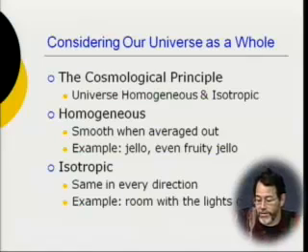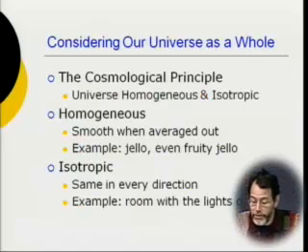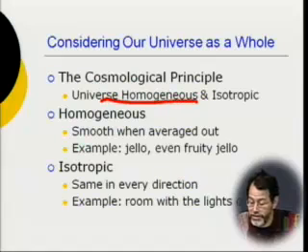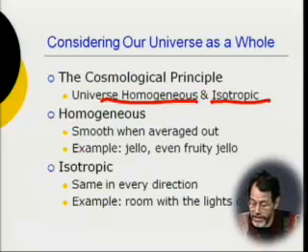So when we talk about the universe as a whole, basically what our equations can tell us, the general relativistic equations, usually deal with a universe which is completely homogeneous and isotropic. Homogeneous means the same everywhere, and isotropic means the same in all directions. I guess homogeneous can mean the same locally. So here it is, smooth when averaged out.